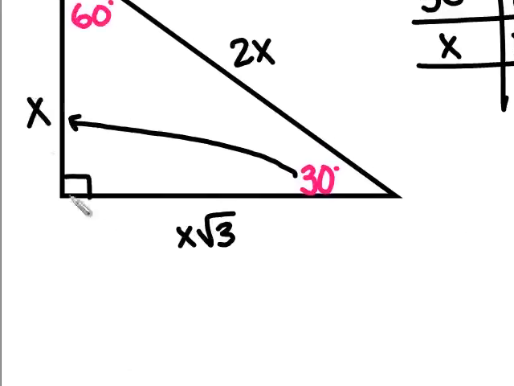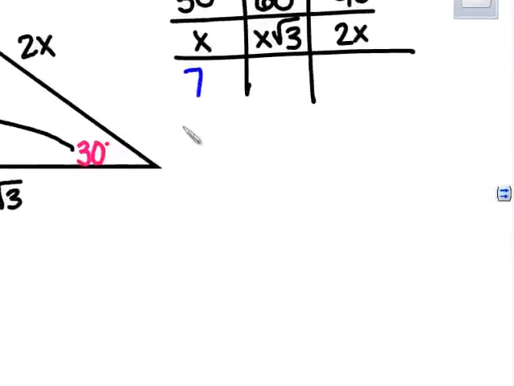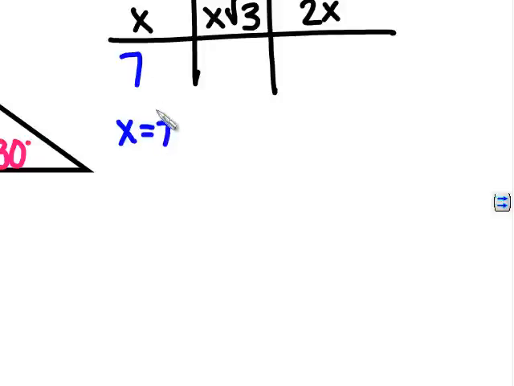So, for instance, if you were told that this leg was 7 inches, that's across from the 30, so it goes under the 30. That means x is 7. When they're in the same column, they're equal. X equals 7, so everywhere we see x, we can plug in a 7. So 2 times 7 is 14. And here, that would be 7 times square root of 3. And I want you to leave that as your answer in that form.